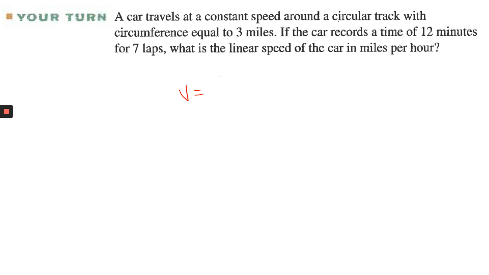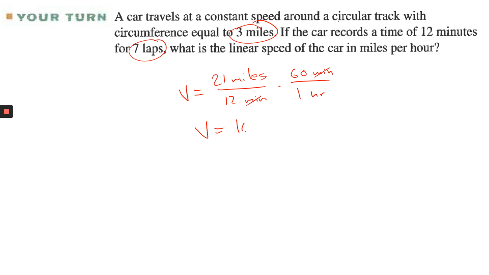Okay, V equals your S. The circumference is 3, and we do 7 laps, so 21 miles in a time of 12 minutes. And again, we wanted this in miles per hour, not minutes, so 60 minutes over 1 hour. 21 times 60 divided by 12, we get 105 miles per hour.